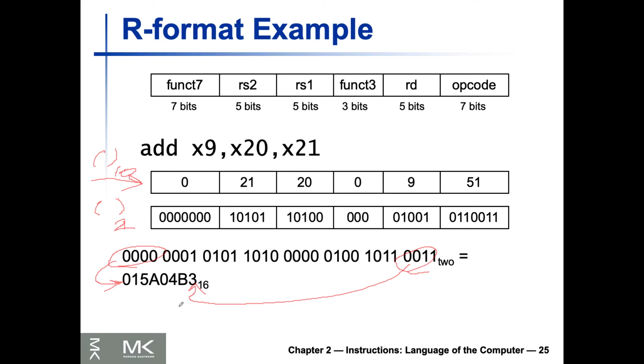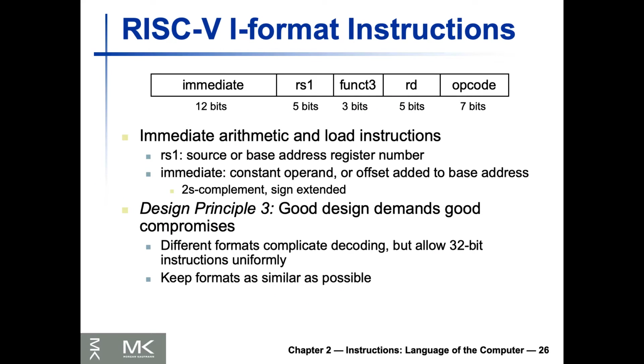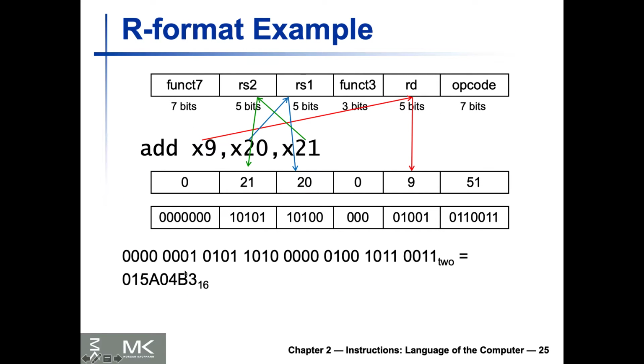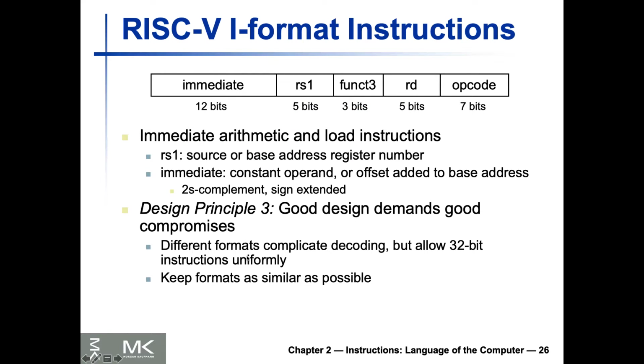All good? Okay. All right. So what we have basically said is you have X9 as your destination, you have X20 as your RS1, and you have X21 as your RS2, and then you would convert it back to hex or binary, right? Okay, so there are 2 other format instructions. We already saw one, which was the R format, right? So we have another one called I format.